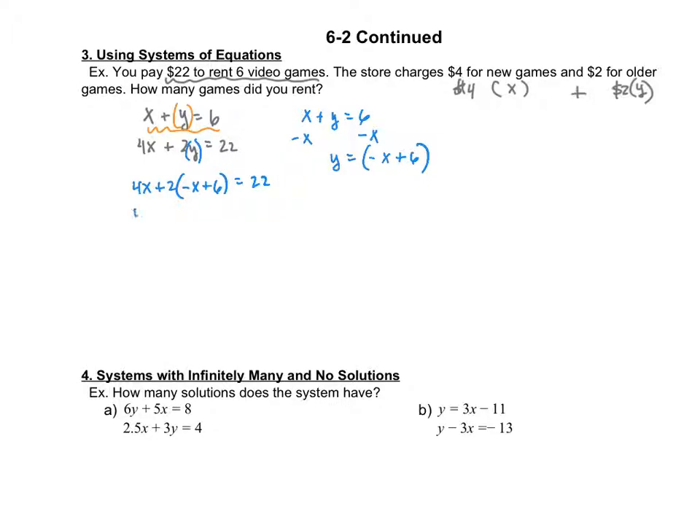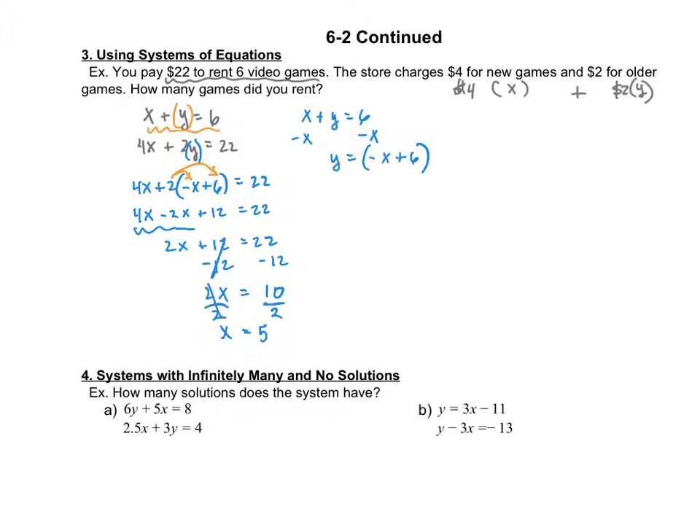Do some distribution here. Remember your distribution, because I'm multiplying by everything in the parentheses. You have 4x minus 2x plus 12 is going to be equal to 22. Again, combine like terms right there, so I have 2x plus 12 is equal to 22. Using inverse operations to get my numbers over to the other side, I'm going to subtract 12 from both sides, and then I have 2x is equal to 10. Dividing by the coefficient to isolate my x, I have x is equal to 5.